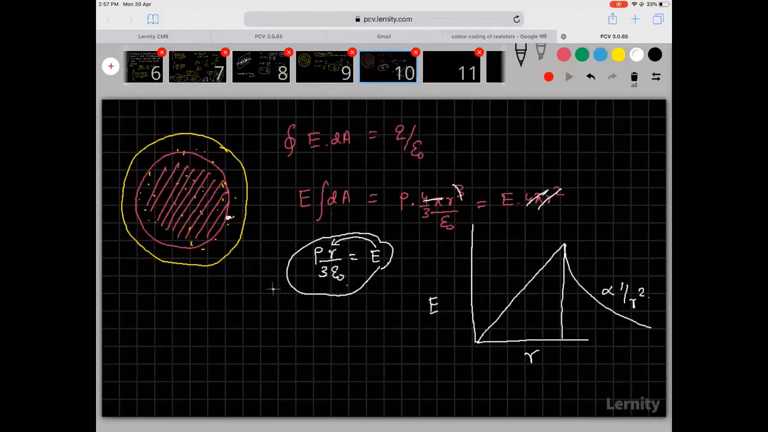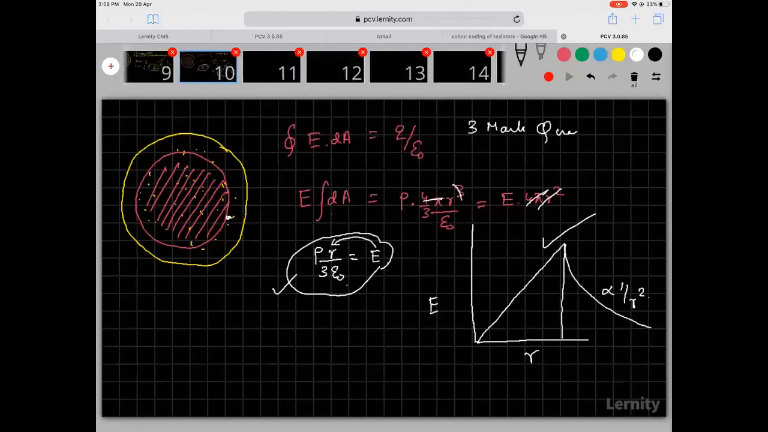I hope you are able to understand this. This is a very important 3-mark question, along with this graph. The question is: what is the electric field inside and outside an insulator which has a uniform charge distribution? So I have a uniform charge distribution. What is the electric field inside and outside? I hope you are able to make a note of this. I will stop for a minute and then move ahead. So please make a note.